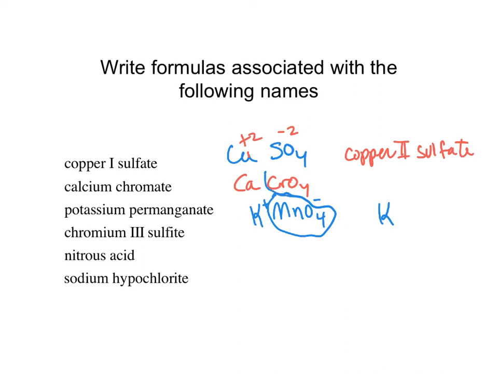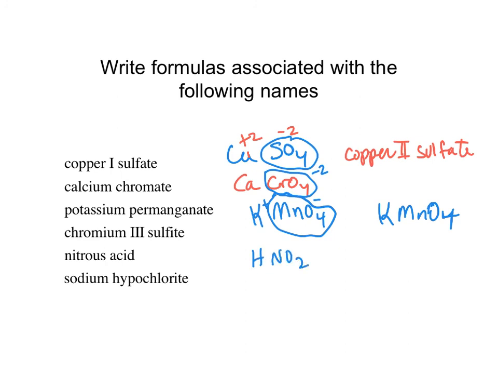Same thing here for the chromate. It's -2 on the entire polyatomic ion. Same thing here. So this will be KMnO4, potassium permanganate. That's a good one. I've been known to ask that one on tests. Nitrous acid versus nitric acid. Nitric acid is HNO3. Nitrous acid is going to be HNO2.